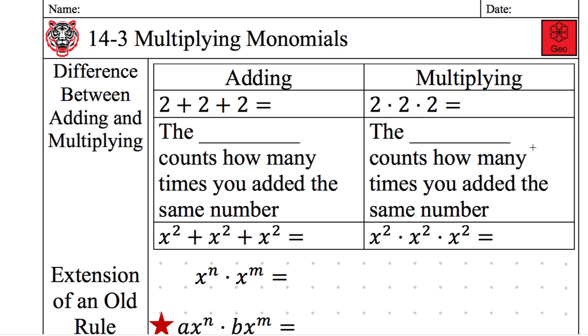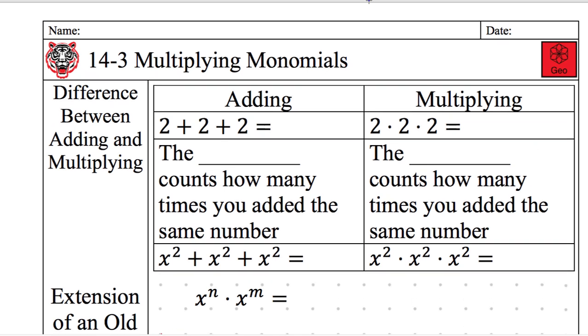All right, so we are in geometry. Today's date is April 10th. Jaden? Sorry. Today's date is April 10th, 2019. Please put your name and date on your notes.